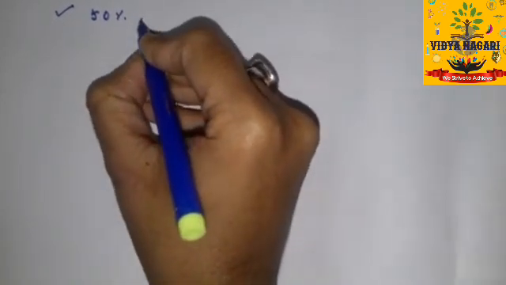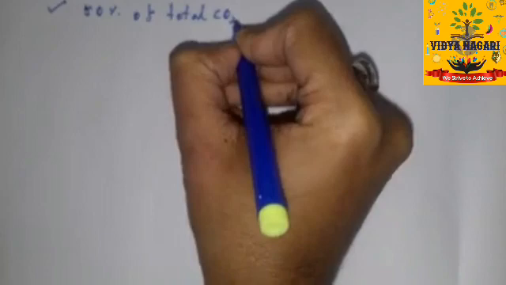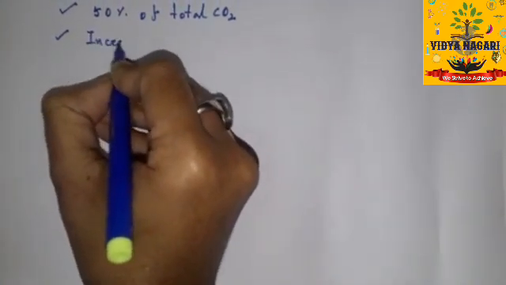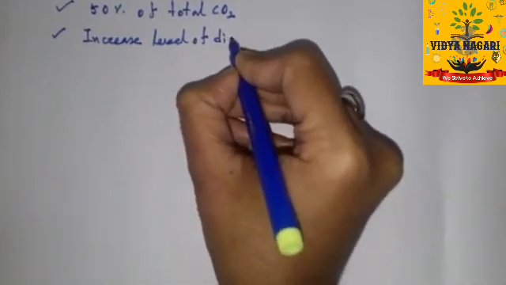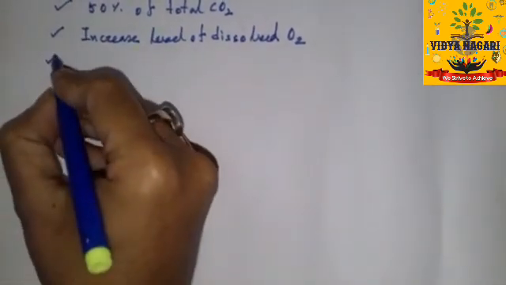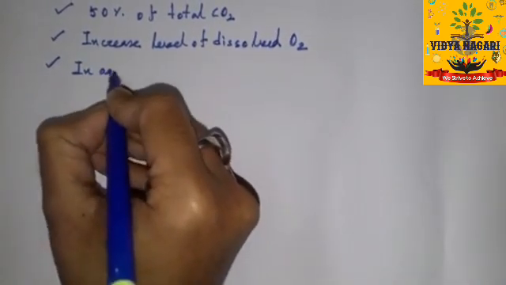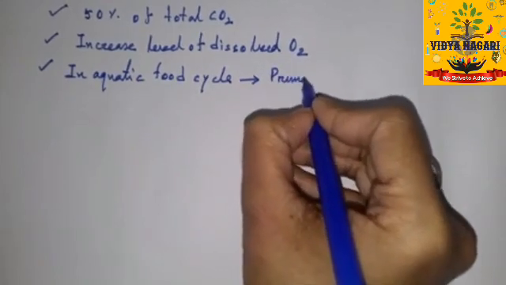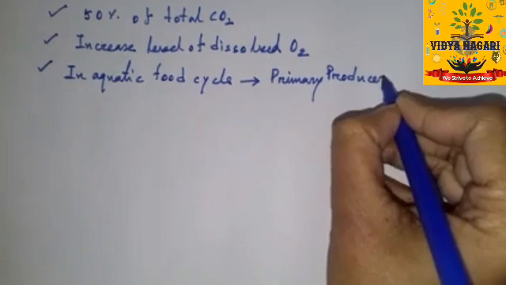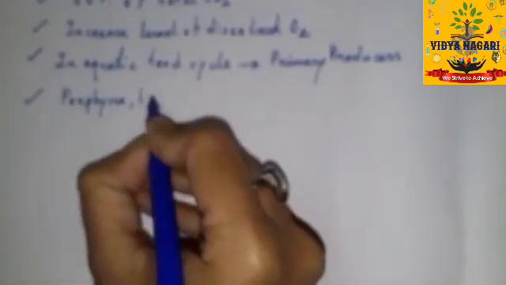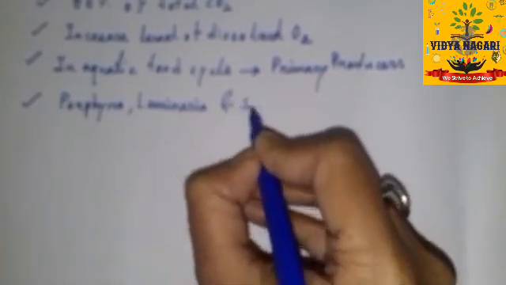These algae fix 50% of the total carbon dioxide on Earth, and this fixation is carried out by their photosynthesis, and they increase the level of dissolved oxygen in the surroundings. In the aquatic food cycle they are the primary producer of energy-rich compounds, and many species like Porphyra, Laminaria and Sargassum are used as food.